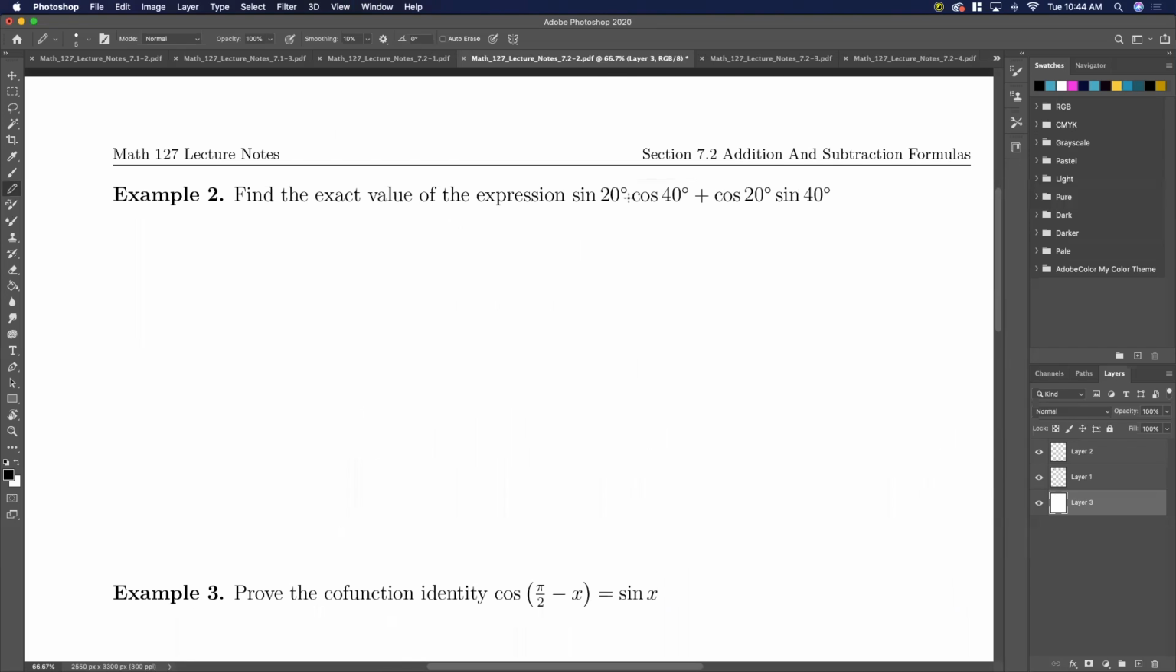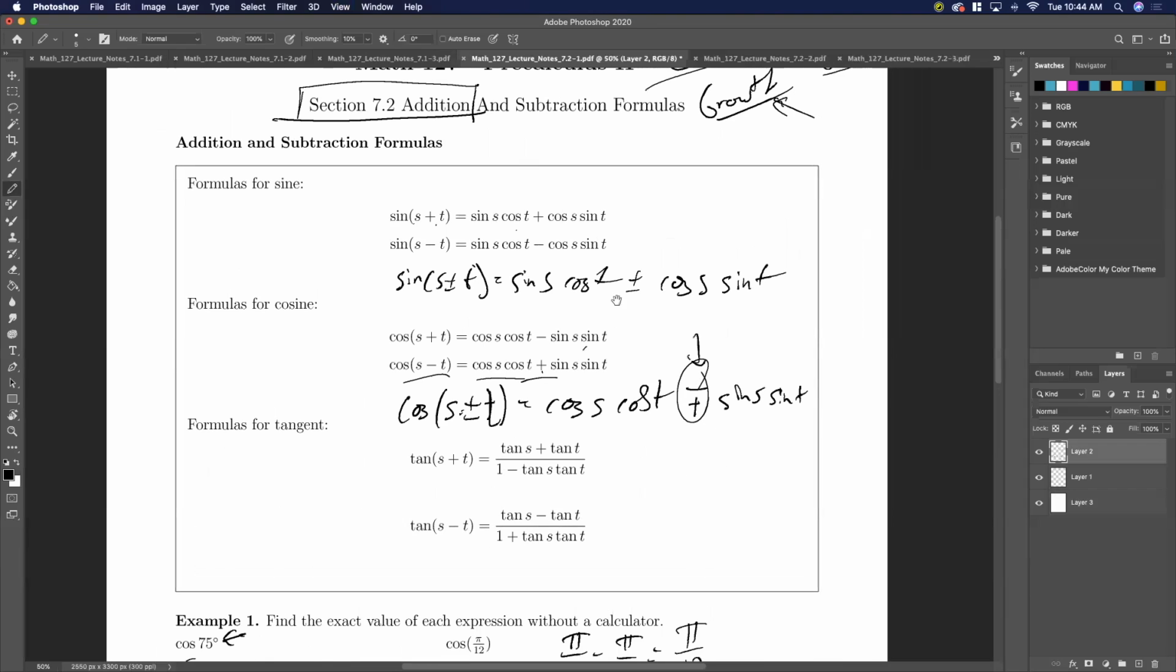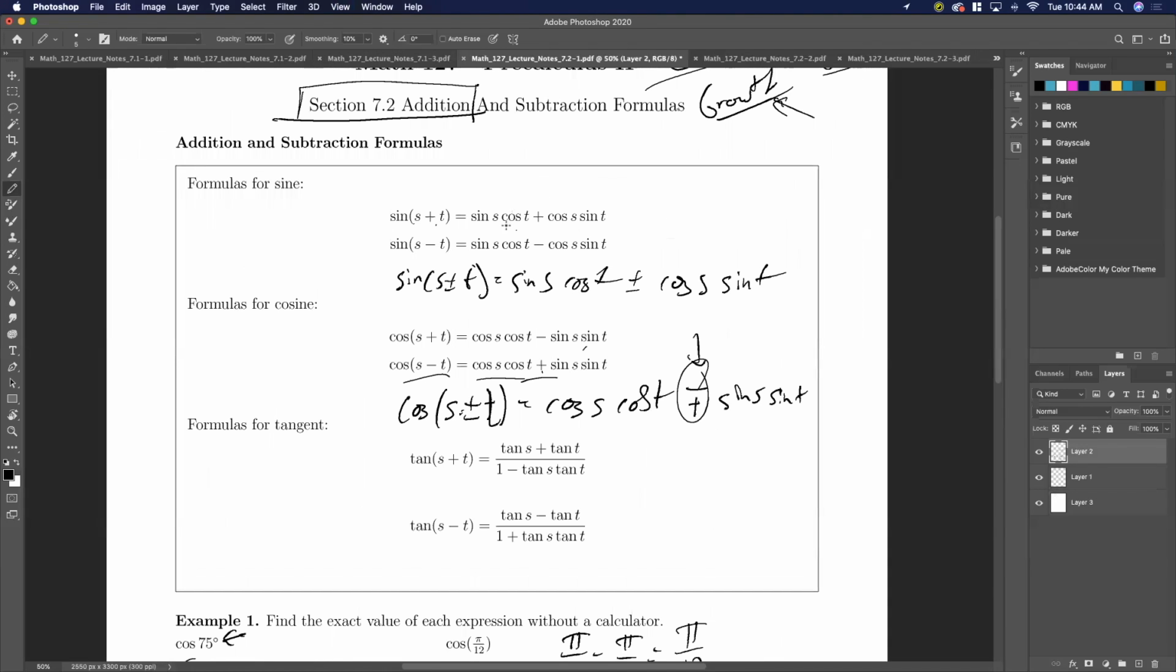Well, if we look at our little formula sheet, here I have sine times cosine plus cosine times sine. Do I have anything that looks like that? Oh, here I have sine cosine plus cosine sine. And if we look at them together, we would notice that this would match.